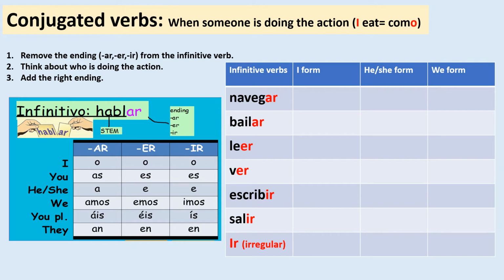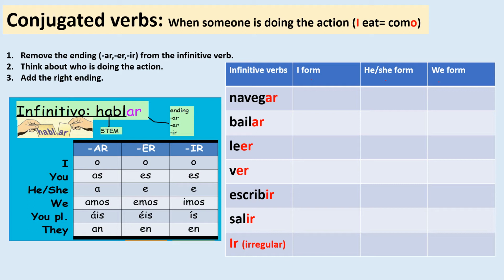Here we have some infinitive verbs: navegar, bailar, leer, ver, escribir, salir, and ir, which I'm saying already is irregular. I will explain later. And we're going to conjugate them for 3 forms: the I form, the he or she form, and the we form. So let's start with navegar. And let's follow the steps.